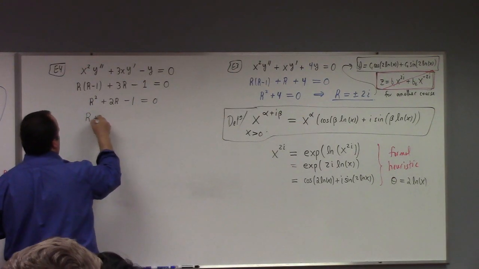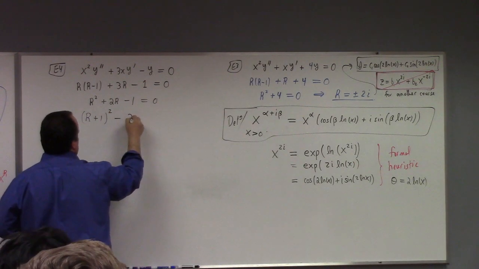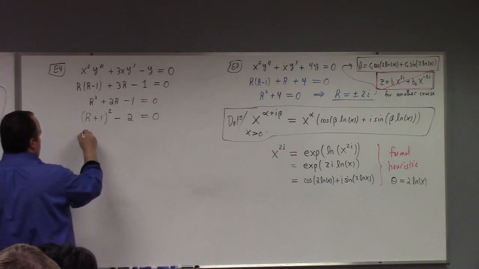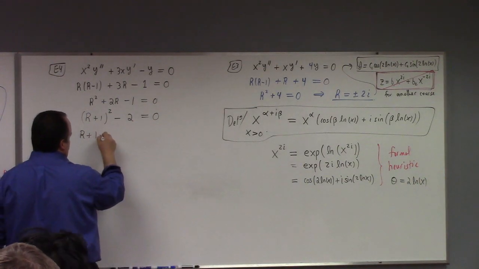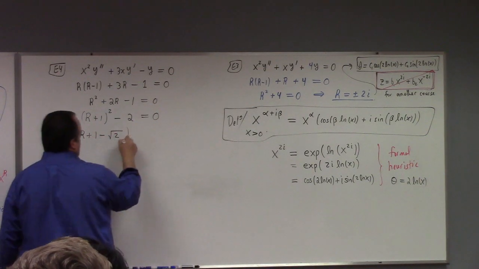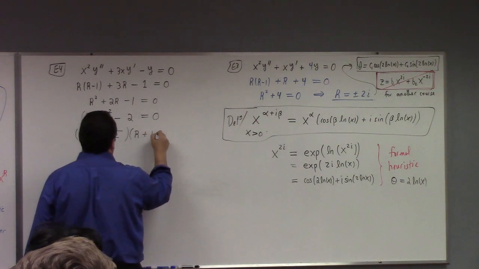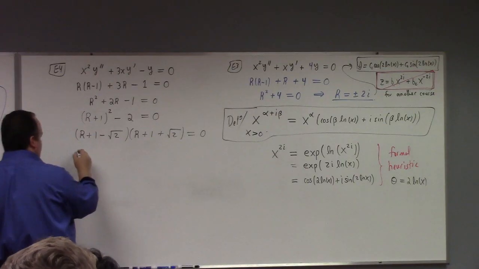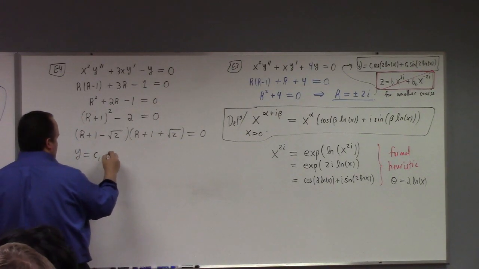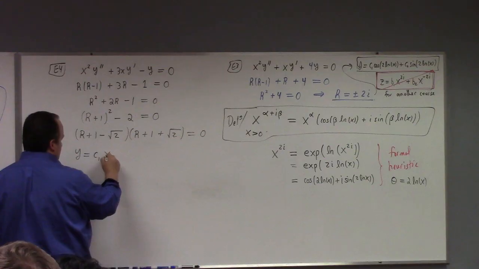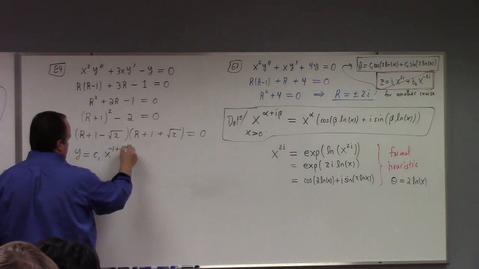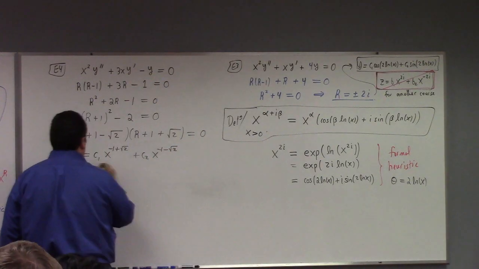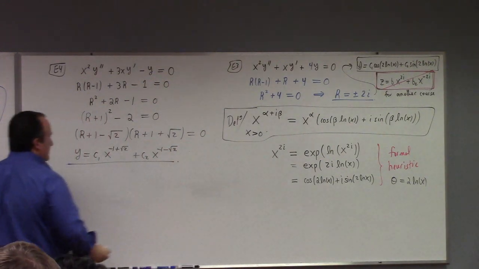This is r plus 1 squared minus 2, is it not? Which means that this is r plus 1 minus the square root of 2 times r plus 1 plus the square root of 2 equals 0. It's fine. We should deal with an ugly one. So here it is: c1 x to the minus 1 plus root 2 plus c2 x to the minus 1 minus root 2. There you go. Solved.